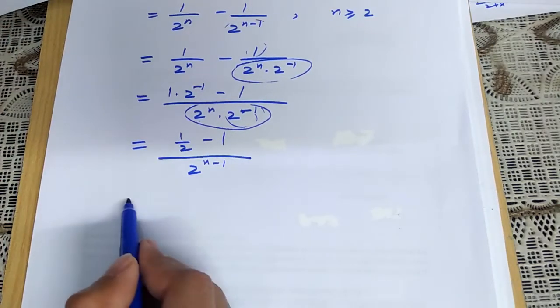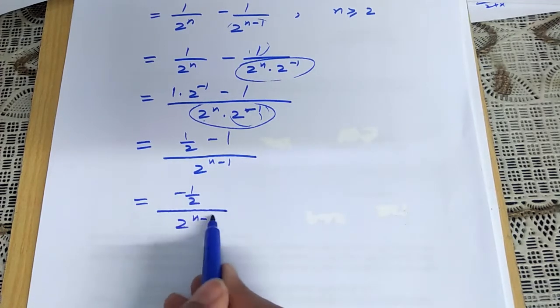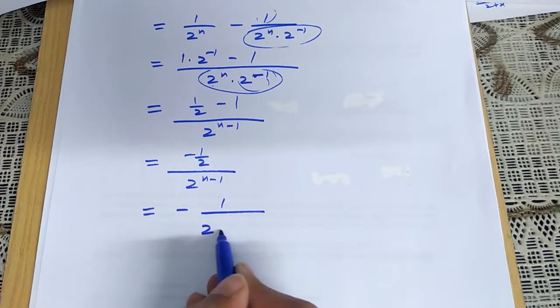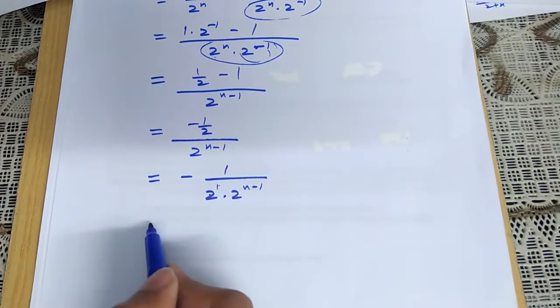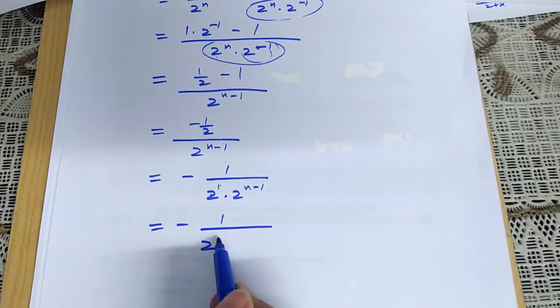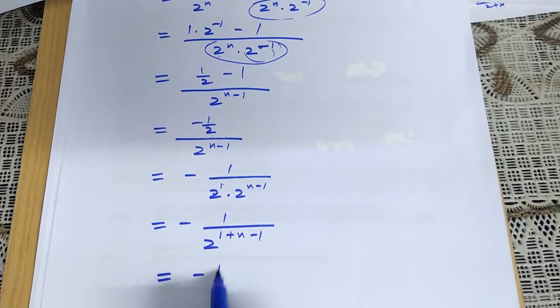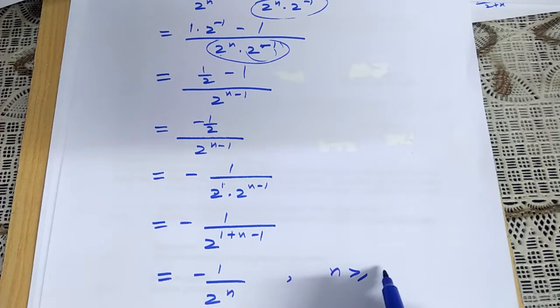Out of this numerator, you will get minus 1 over 2, and in the denominator you will get 2 raised to power n minus 1. So from here you can write minus 1 over 2 into 2 raised to power n minus 1. And you see here this 2 has the power 1. So it will become 2 raised to power 1 plus n minus 1. You will get minus 1 over 2 raised to power n, where n is greater than or equal to 2.